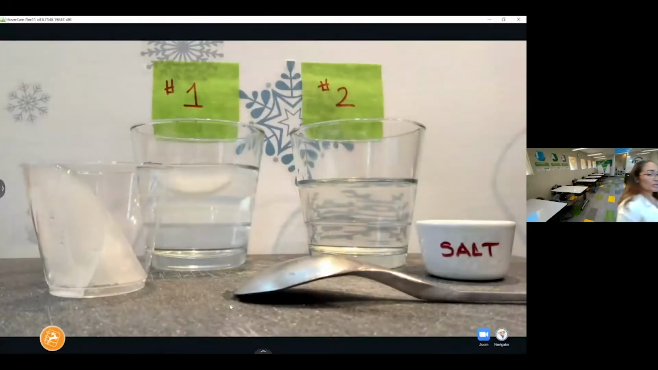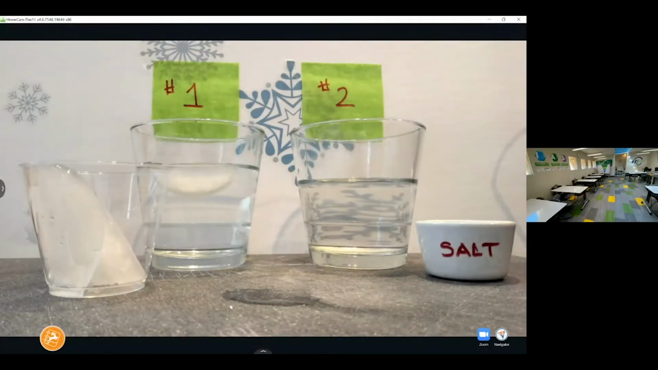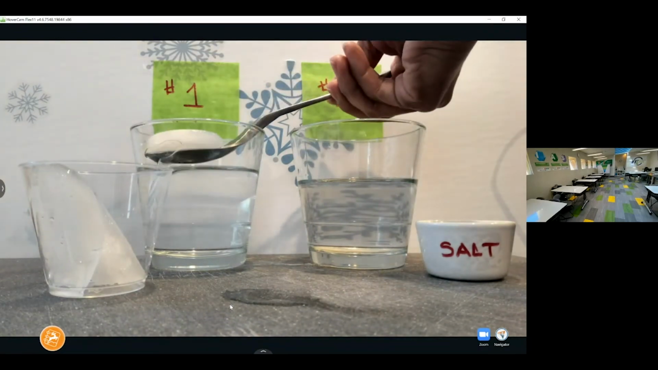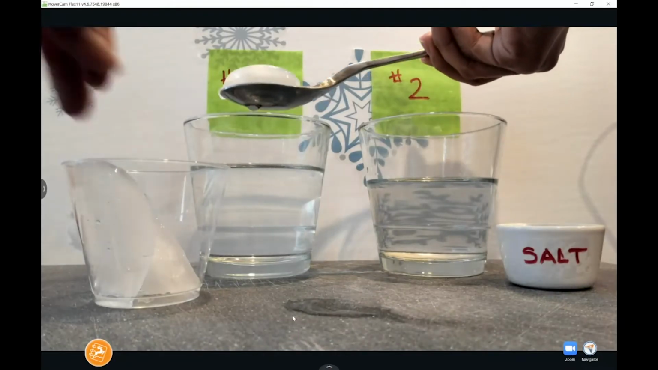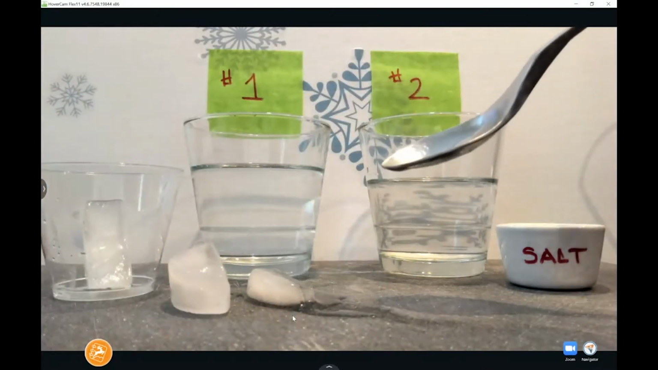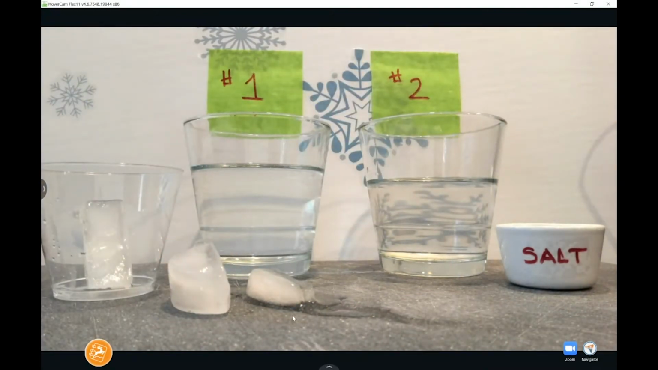Okay, so I'm going to come over here to my ice, and I do still see the ice in there. I'm going to take it out. It looks significantly smaller. Let's just compare it to another ice cube. And you can tell there, oh, it's definitely shrunk. So some of those predictions, I think you guys were right on the money.